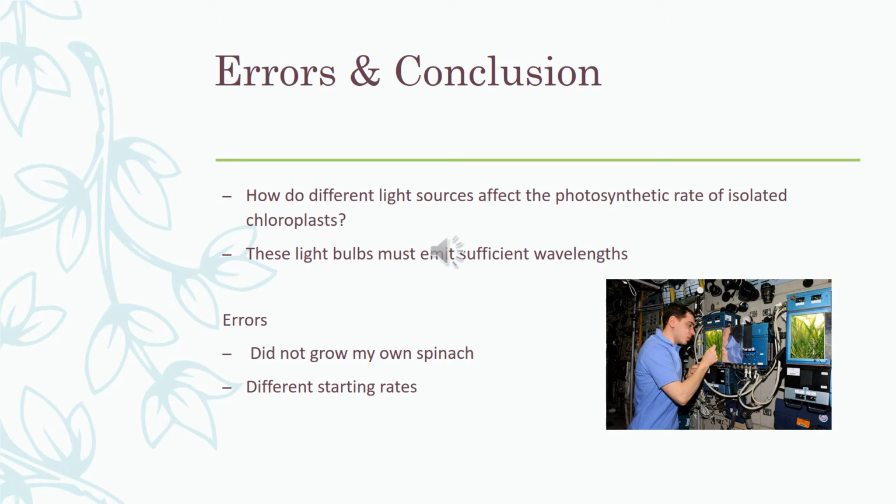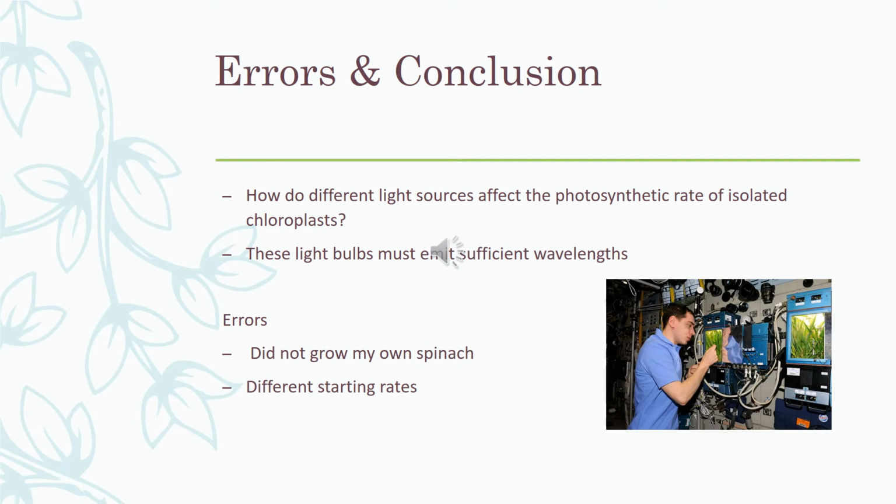Errors could have happened because I did not grow my own spinach and because there were different starting rates when the chloroplasts were reacting. Fresh spinach was bought every day in order to minimize possible error from using old leaves, but since I brought the spinach from HEB, I had limited control over how fresh the spinach was or if there were any pesticides or herbicides used on or around the leaves.